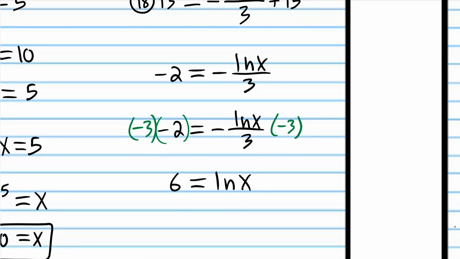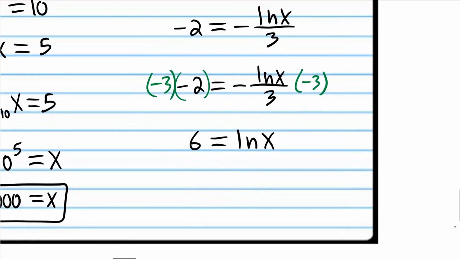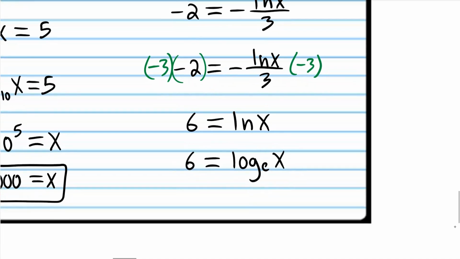But again, we're stuck. We don't know what to do at this point unless we can translate to an exponential equation. We can't translate to an exponential equation because we don't even know what the base of the logarithm is. So we have to remember that ln means log base e of x. Now we know that the base of the exponential expression that this is referring to is e. The exponent is whatever the logarithm is equal to, and whatever is inside the log function goes on the other side of the equation.